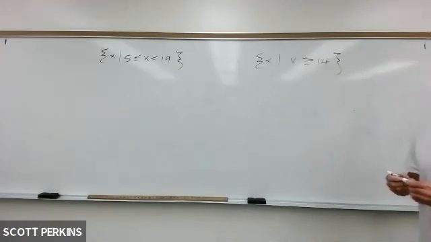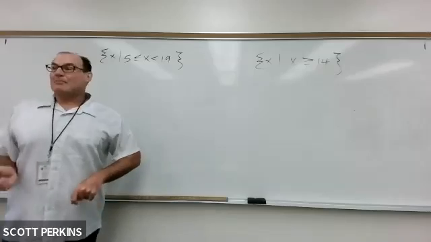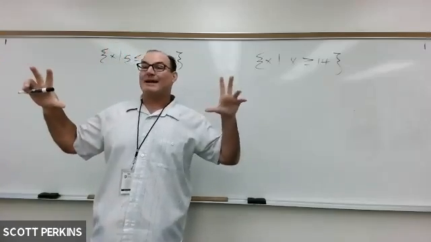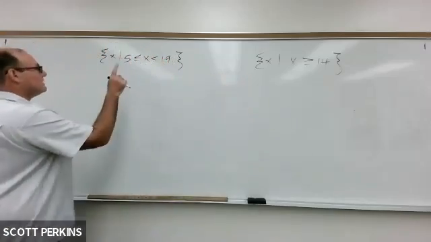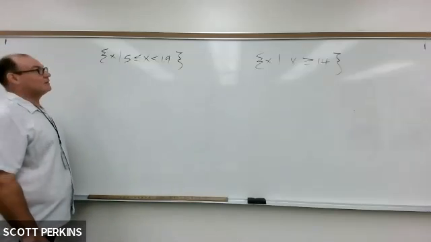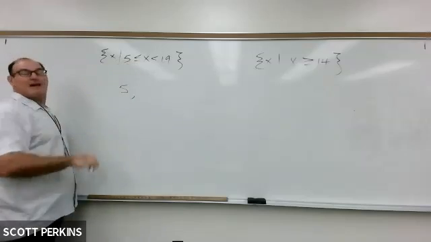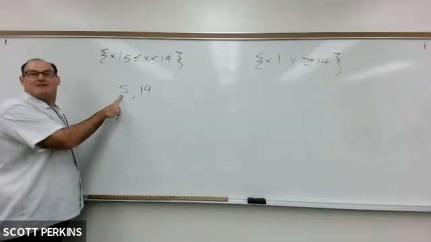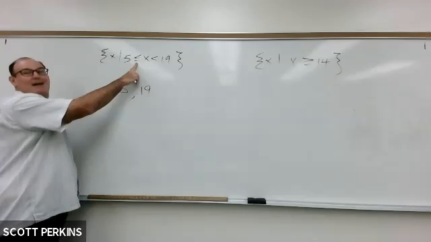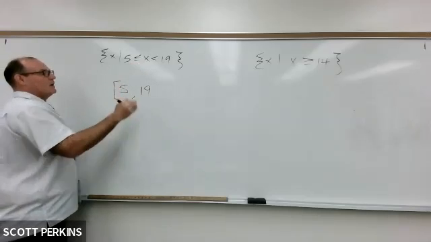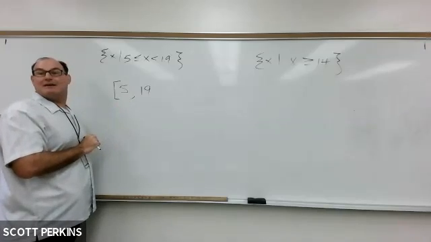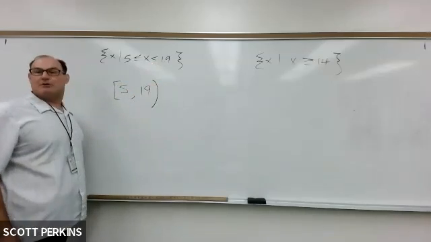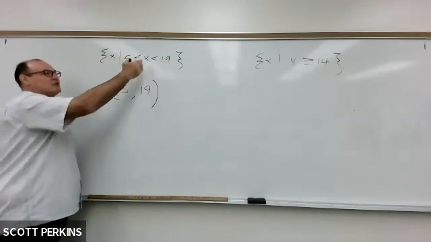All right, so here we go. This first set, remember, interval notation, lower bound, upper bound, and then on each side we either put a parenthesis or a bracket, depending on what the information tells us. What's the lower bound of this interval right here? Great. What's the upper bound of that interval right there? Great. What am I going to put at the 5 end of this interval? A bracket, because there's an equal. What am I going to put at the 19 end? Parenthesis, because there's no equal. Great, there's your interval. That communicates the same information as that.